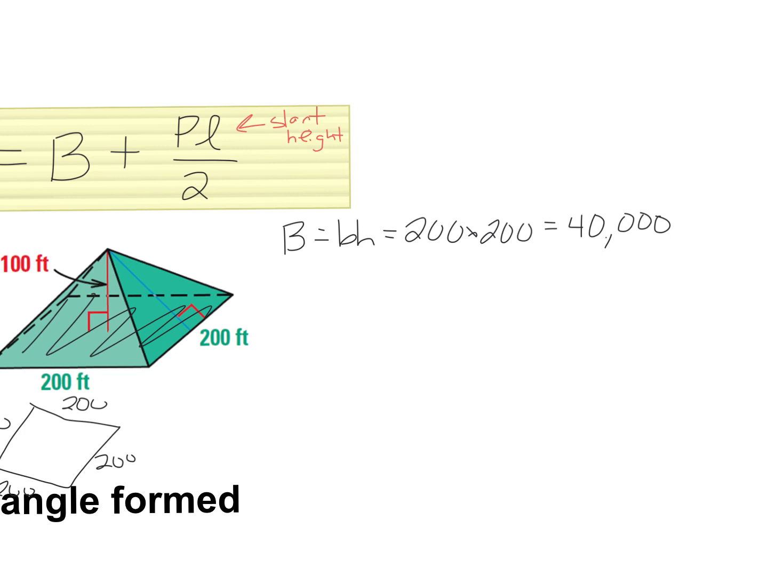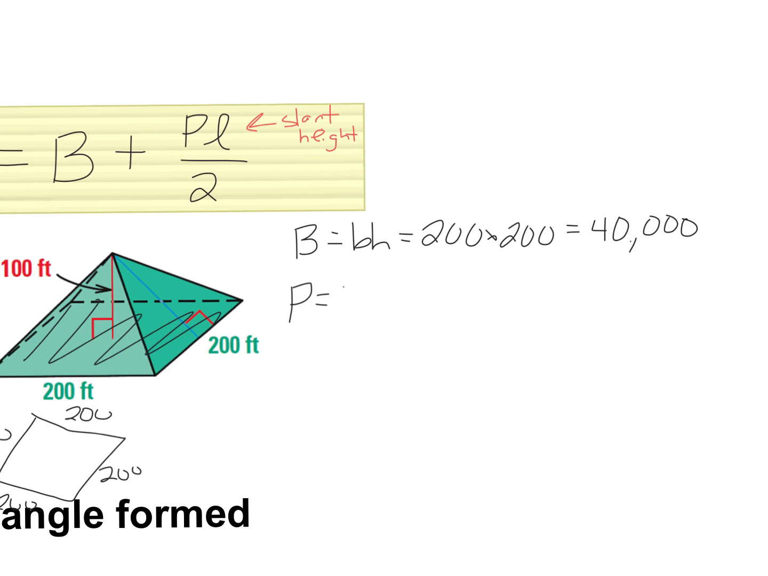Now what do we need to find? Yep, capital P. I'm just moving along with the formula. Now we need to find P. How do I find the perimeter of the base? Add all the sides together. So I have 200 plus 200 plus 200 plus 200, which is 800. Yep. And then what's the other thing we need to find?